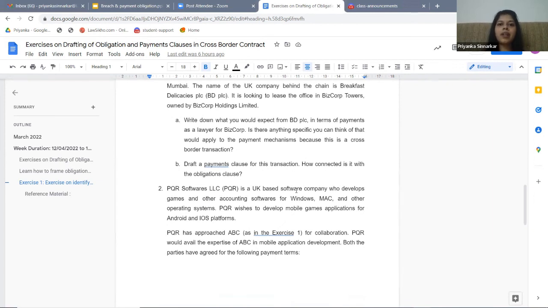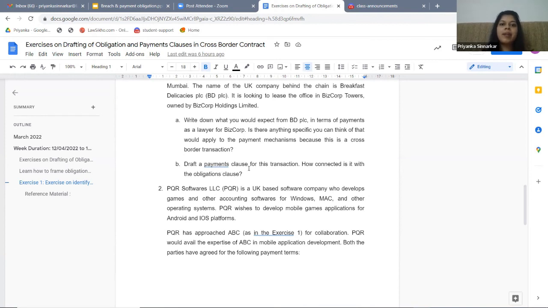Now, you have to write down what you would expect from BDPLC in terms of payments as a lawyer. And is there anything specific that you can think of pertaining to payment mechanisms, because this is a cross-border transaction. When you are writing about this, you don't have to use legal language when you are talking about terms of payments. Just imagine that you are doing client counseling and draft it accordingly.